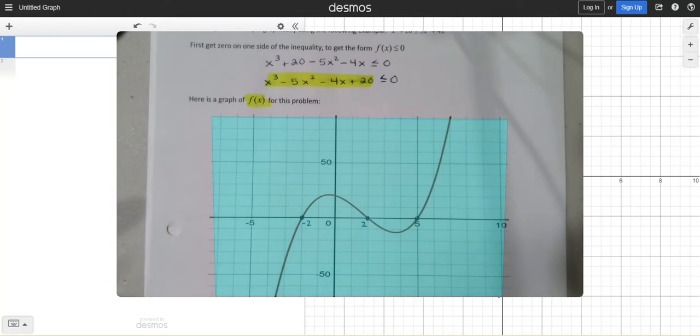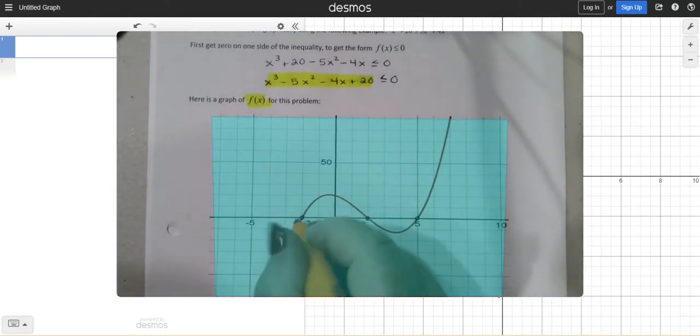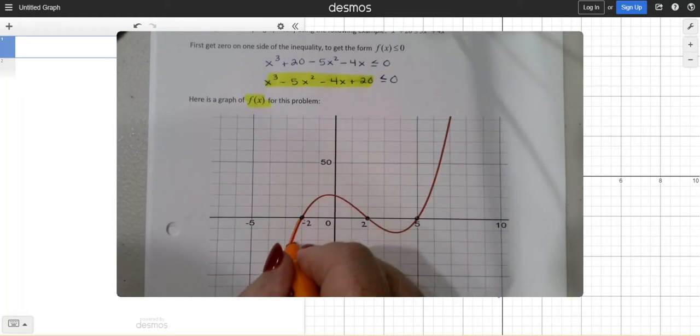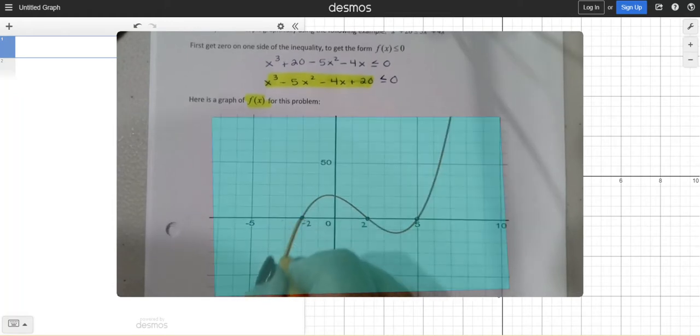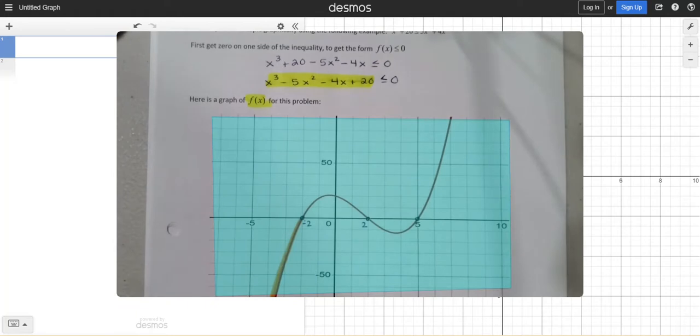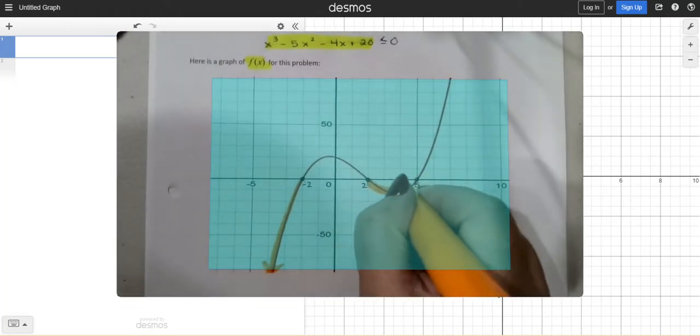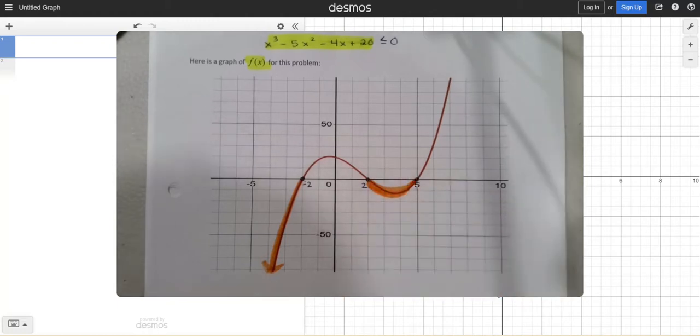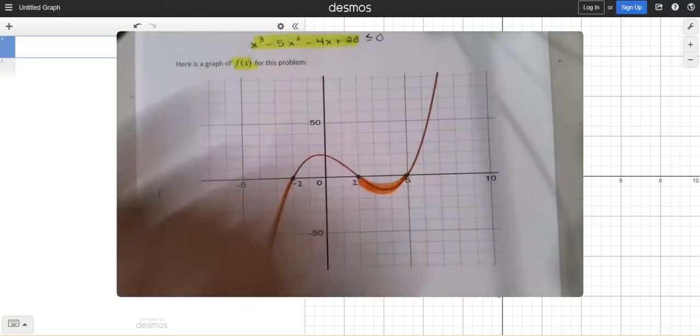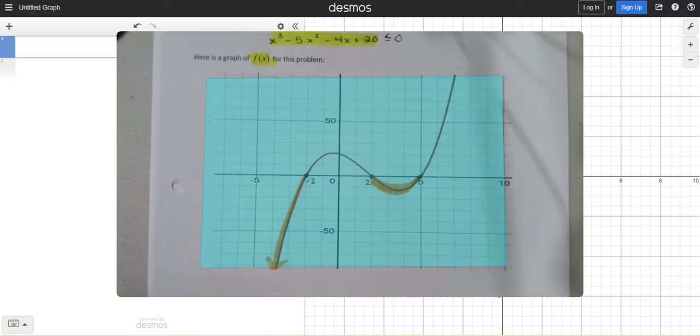But where is the function less than or equal to 0? Well, my function, or my y values, are below 0 here. All of those y values are smaller than 0. And then also right in here, all of those y values are smaller than 0. Now my answer has to be in terms of x, right? So let's think what x values correspond to those pieces that are below or less than the 0.